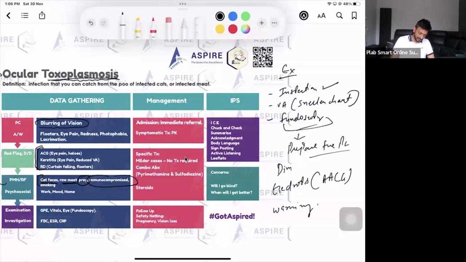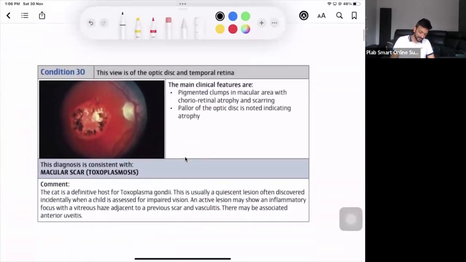Once you're done with the fundoscopy, this is what you're going to get. The macula is this area and you'll have a macular scarring there. So pigmented clumps in the macular area with the chorioretinal atrophy and scarring, that's what you see. And the pallor in the optic disc as well, that's what you will see.